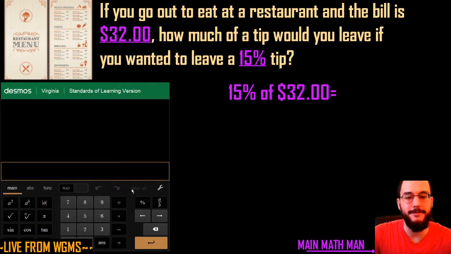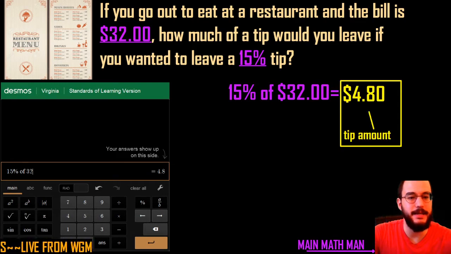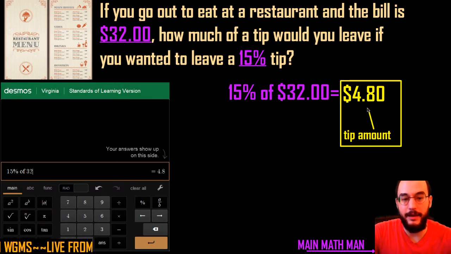So we're going to find 15% of our bill, which is $32. Again, type it in that Desmos calculator, exactly how it looks. We're going to say 15% of $32. And so again, it shows up on the right side, and that equals $4.80. Make sure you are always circling your answer and labeling what it is, because if it was asking for how much we would have to pay, it would be a different answer. But for this question, we're just looking for the tip amount.